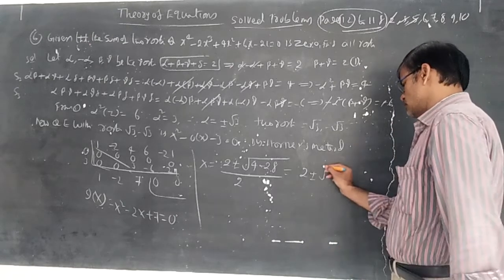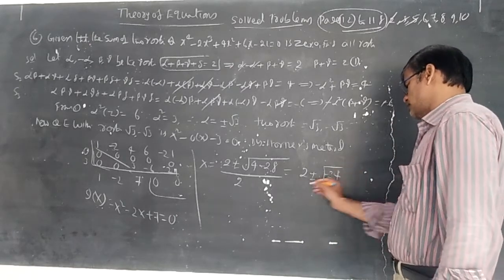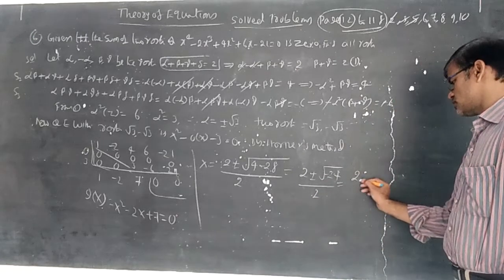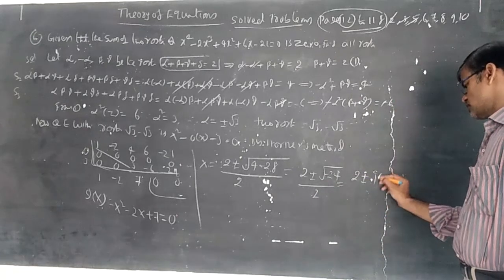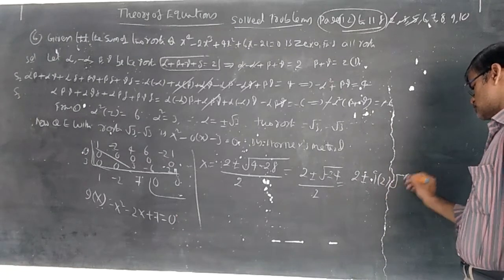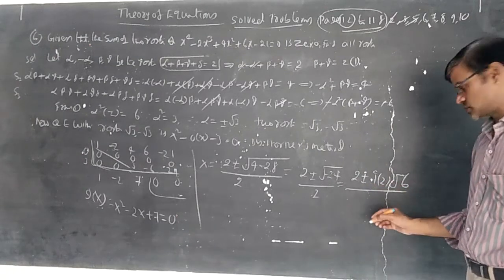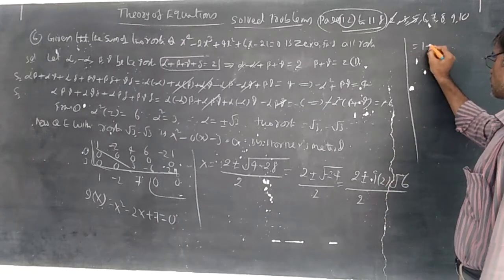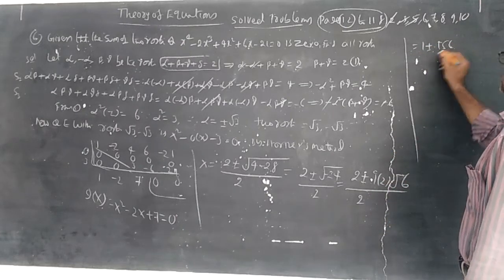One step ahead. Minus 24 by 2. Minus 24 becomes i square. You can write here 2 plus or minus i into 2 root 6, because 4 into 6 is 24. So that is equal to 1 plus or minus i root 6.